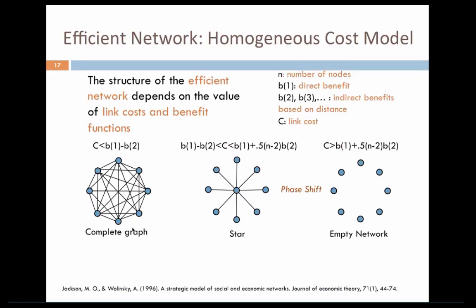this problem was first solved by Jackson and Wolinsky in the same paper for the case of the efficient network with lots of simplifying assumptions. They assume that there are N nodes, with benefit functions and cost functions, but in their model everything is homogeneous. The costs are the same for everyone, benefits are the same for everyone, and they mathematically prove that for very low cost, the most efficient network is when you connect everyone to everyone, which is the complete graph.